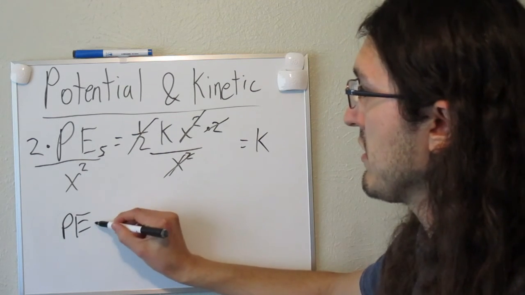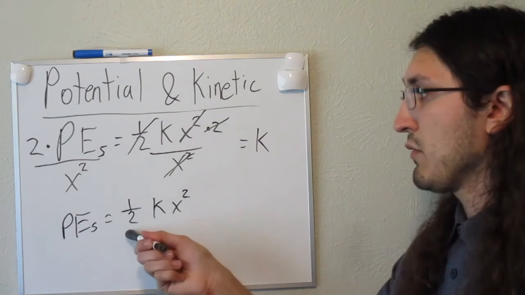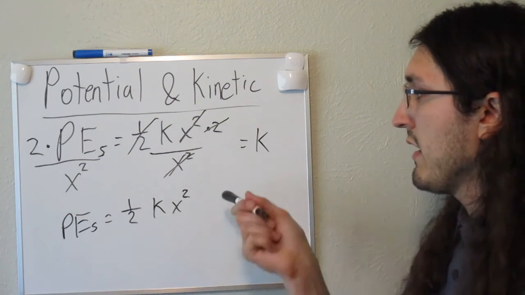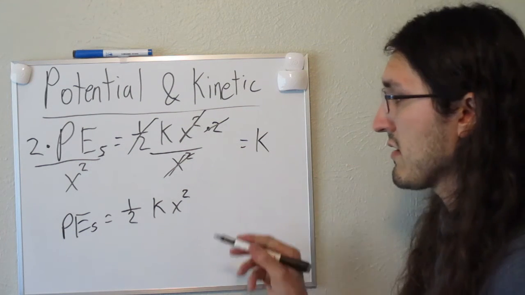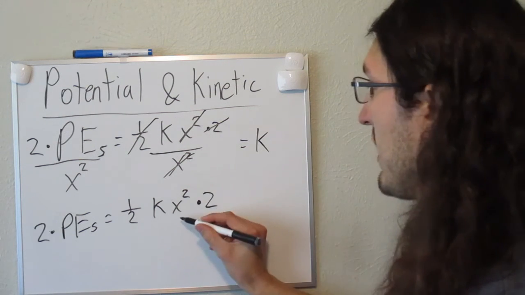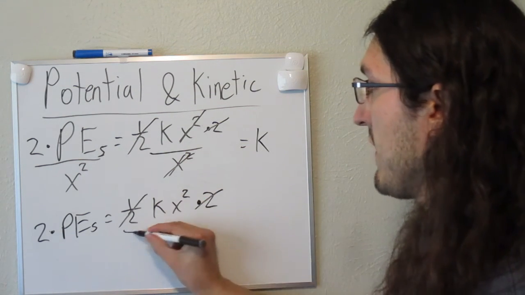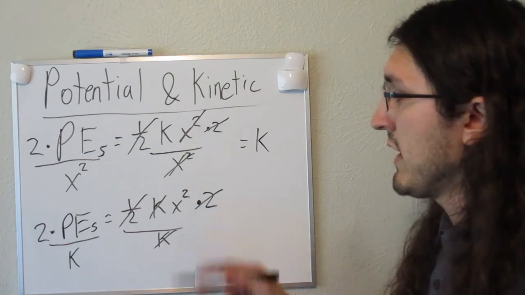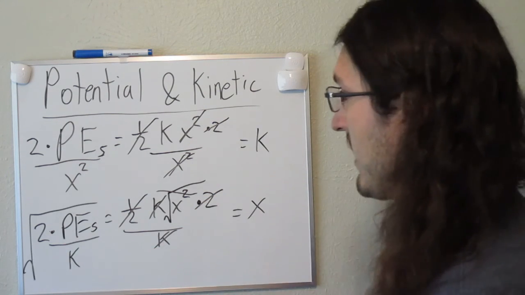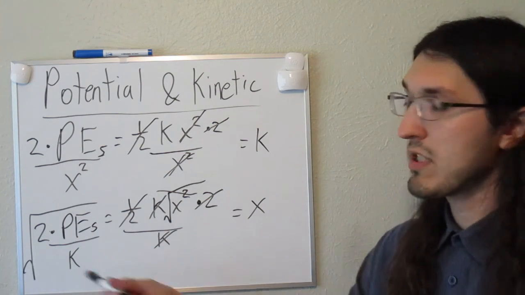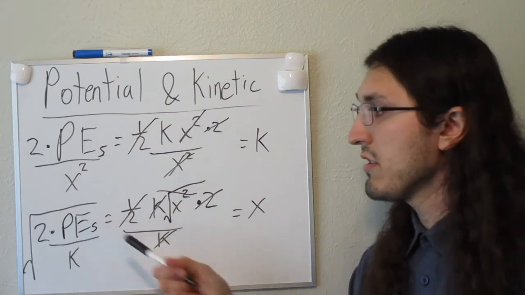And then let's try to solve for the displacement now. Starting with the original equation. Here I would have to get the 1/2 out of the way and the k out of the way and also the squared out of the way. So I would have to multiply by 2. I would have to divide by k, and then I would have to take the square root of the x squared. So then I get displacement is equal to the square root of 2 times the potential energy divided by the spring constant.